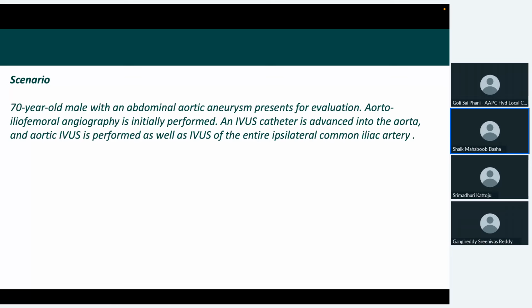So the codes are 37252, 37253, and 75710? What about our abdominal aorta angiography? Yes, we can code 36200. The SNI code also we can code. SNI is inclusive for therapeutic intervention. If it is diagnostic angiography or IVUS, the SNI code will be coded separately.